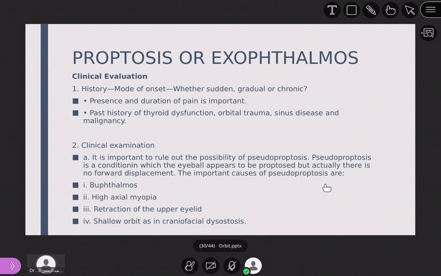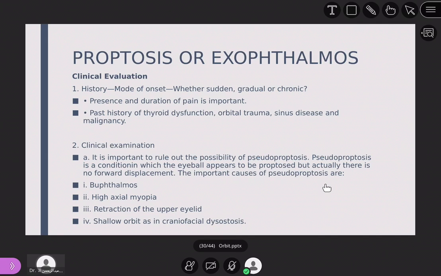Clinical evaluation: history, mode of onset, whether sudden, gradual, or chronic, and the presence and duration of pain are important. Past history of thyroid dysfunction is very important. Most common causes are orbital trauma, sinus disease, and malignancy. In clinical examination, it's important to rule out the possibility of pseudoproptosis, which is not a true proptosis.